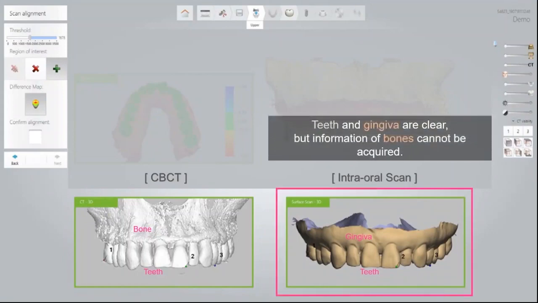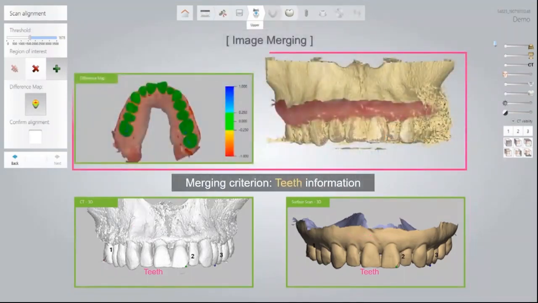In addition, teeth and gingiva information can be obtained clearly through intraoral scan or impression. However, the intraoral scanner does not contain information of the bones. This is the reason why CT data and scan data should be merged. To merge this, you should mark 3 merging points on the same point on top of 3 teeth, which are common data for both CT and scan. And based on that, 2 types of bone, teeth, and gingiva information are combined into one image. This is called the merging process.